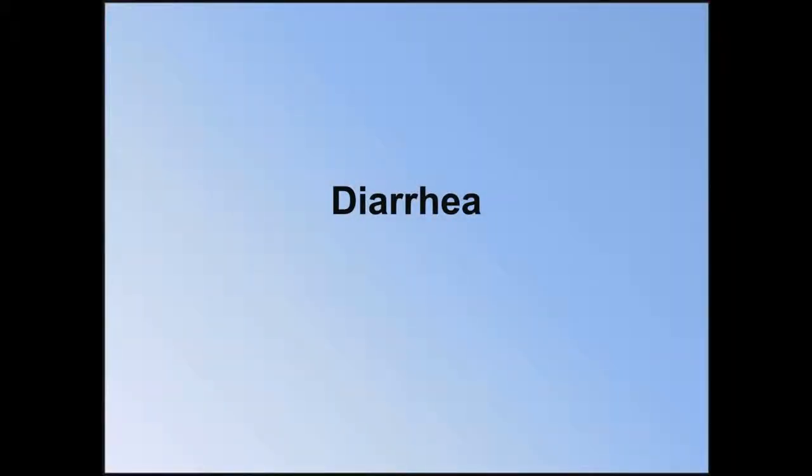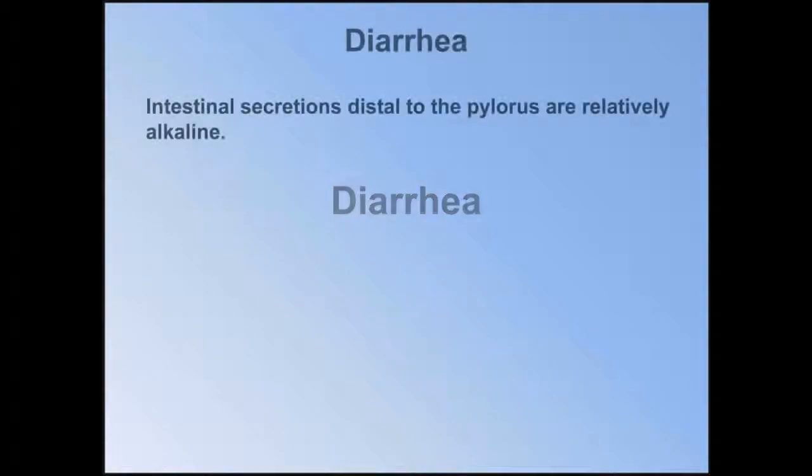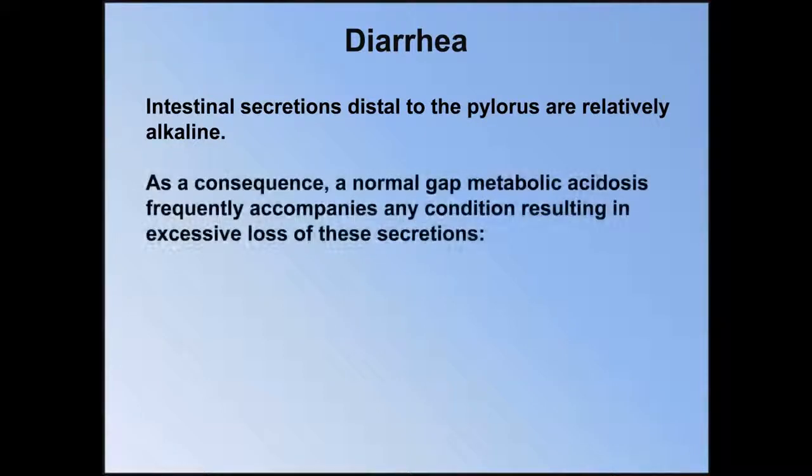Another major cause of a normal anion gap acidosis is diarrhea. Intestinal secretions distal to the pylorus, including those from the pancreatic duct, are relatively alkaline. As a consequence, a normal gap acidosis frequently accompanies any condition resulting in excessive loss of these secretions.